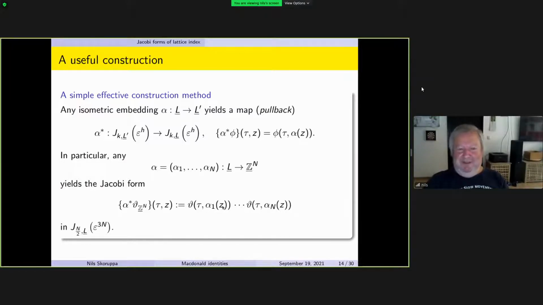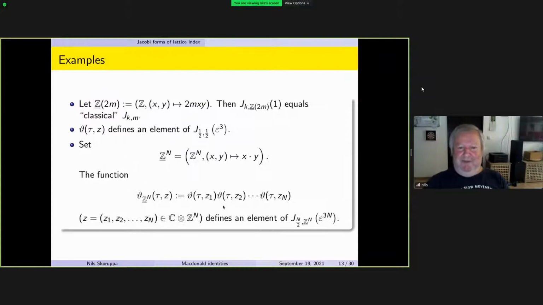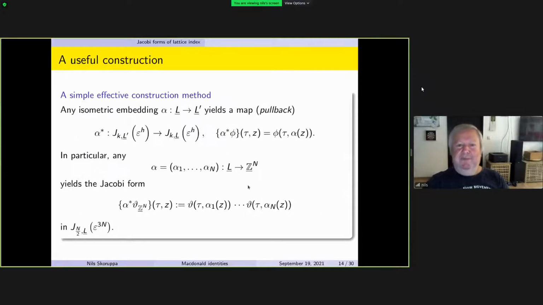So that means you start with this very simple Jacobi form for some standard lattice Z^n, the Jacobi theta function. Then you take an embedding of your lattice L into Z^n. You make this pullback, and you divide maybe by some power of eta. We will discuss in a moment when you can do it and when not. And you just get a Jacobi form, maybe of much smaller weight.